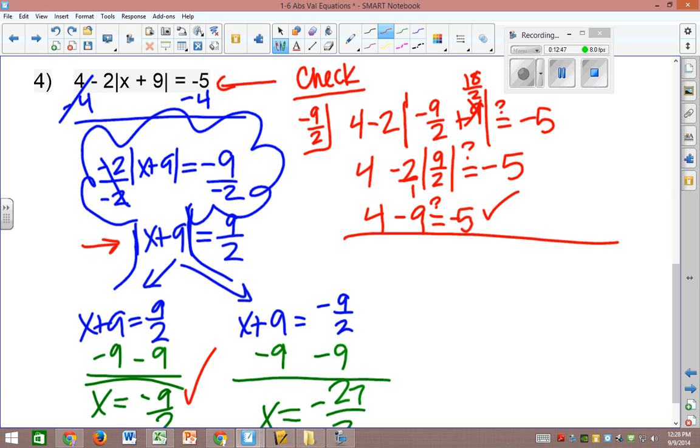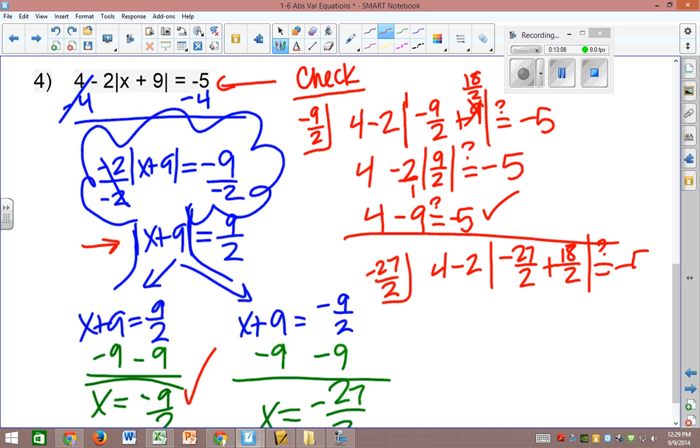Sweet. All right, now we're going to do negative 27 halves. I like how you put it up in that little box. It's a reminder for me. It helps. 4 minus 2 times the absolute value of negative 27 halves this time. And I'm just going to change 9 to 18 halves. See if that is equal to negative 5. Leave all this junk alone. How many halves do we got in there? Negative 9 halves.